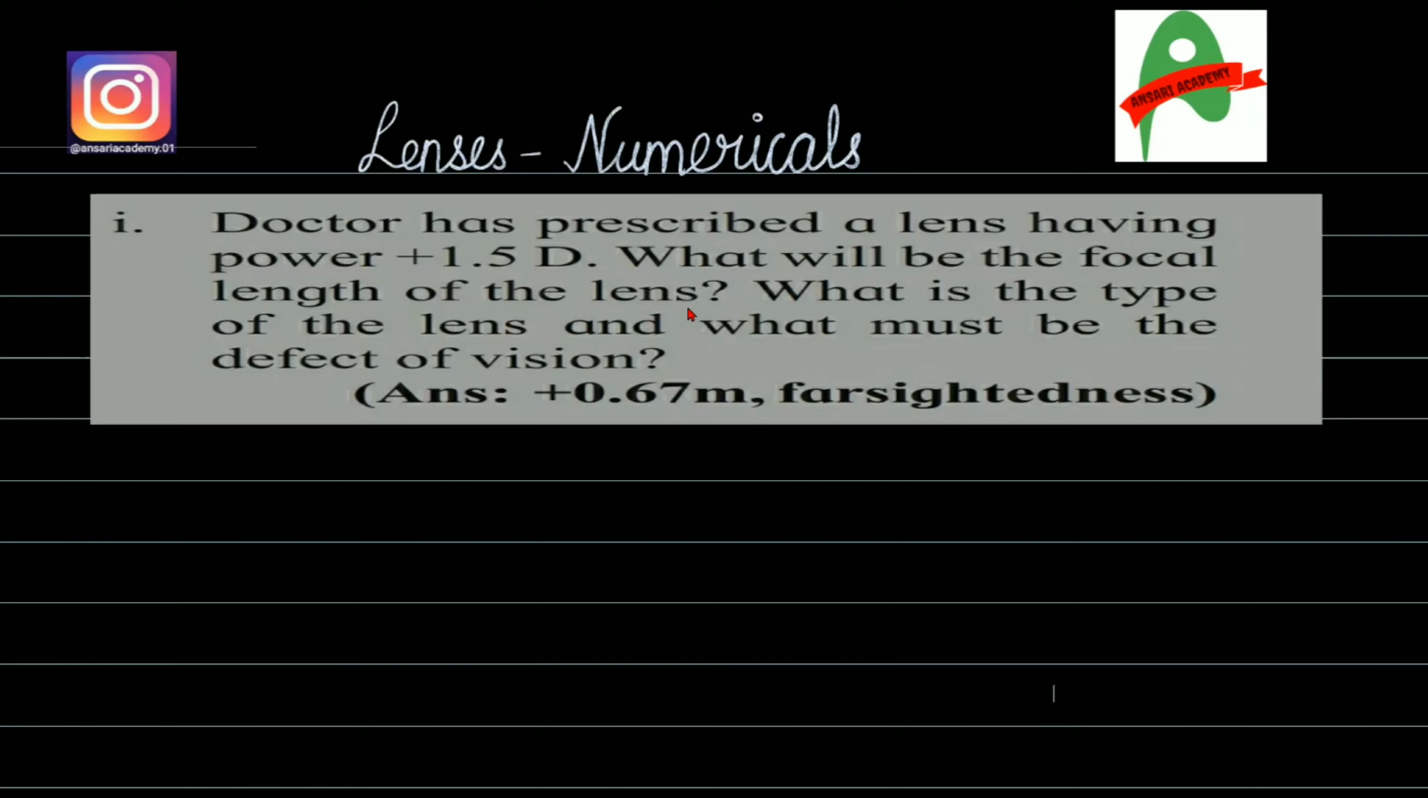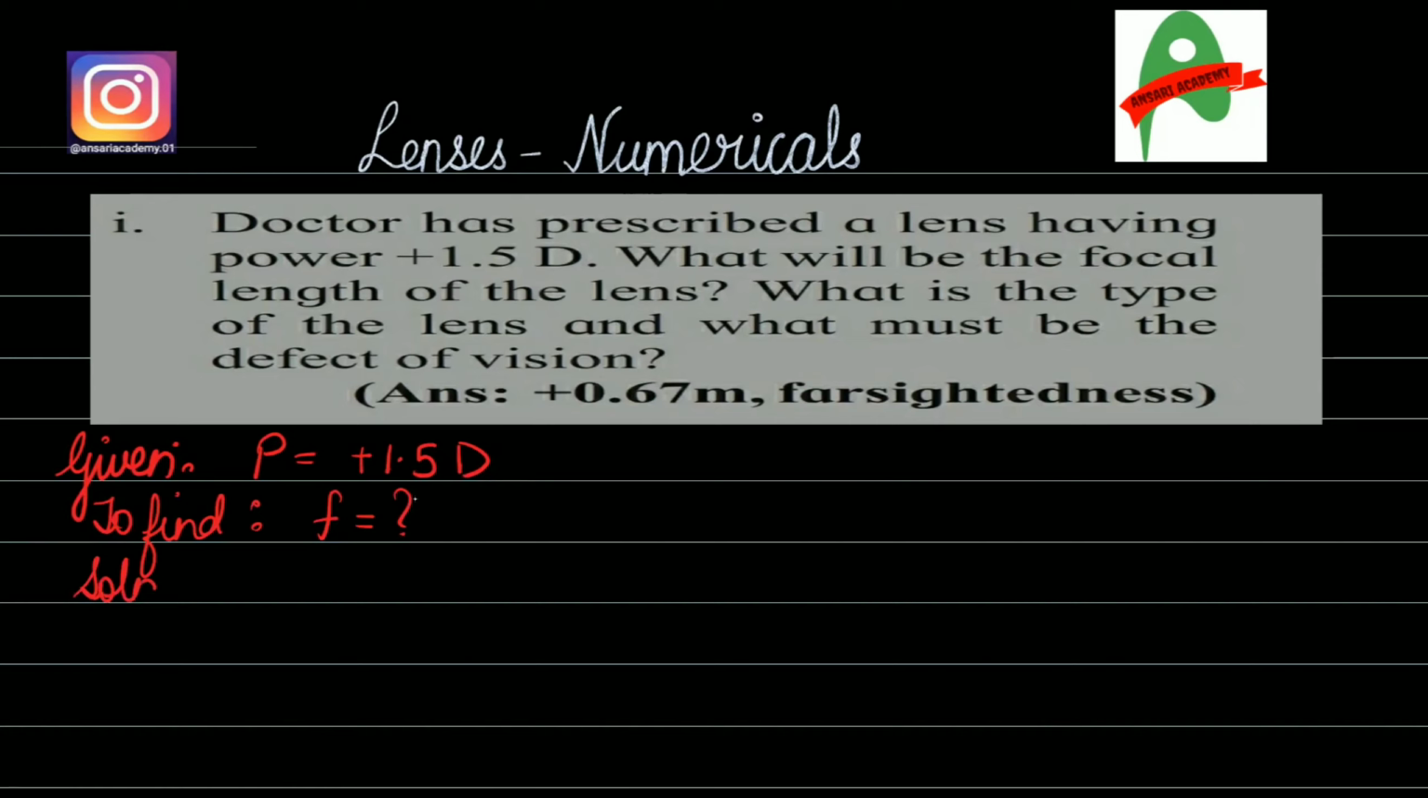The focal length of the lens which has the power of 1.5 D, and what is the type of the lens, and what must be the defect of vision. That's all we have to find out. Now we should write the given data. The given data is, it has been given in the question, the power of the lens is plus 1.5 diopter. We have to find the focal length, that is small f.